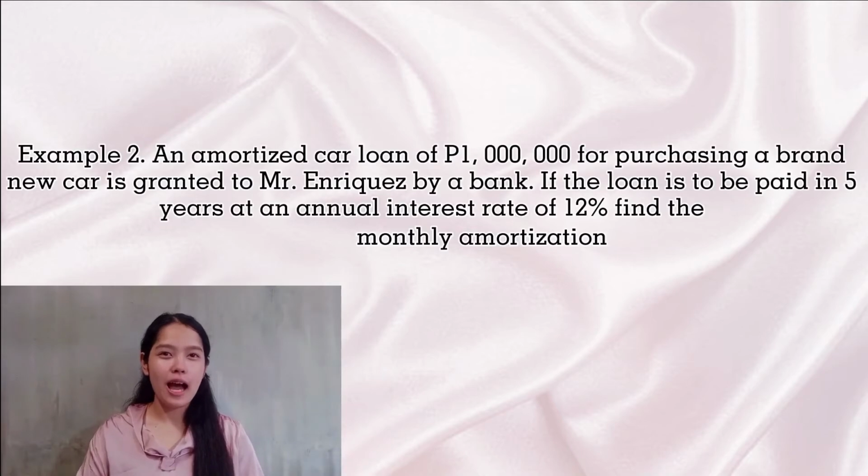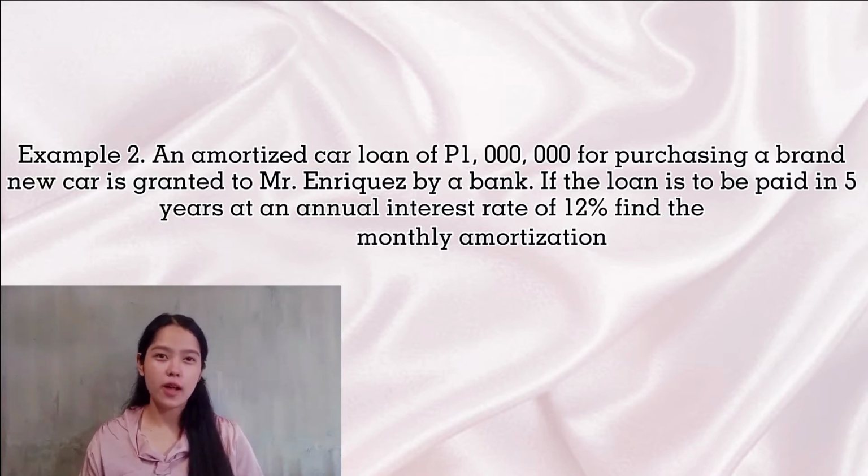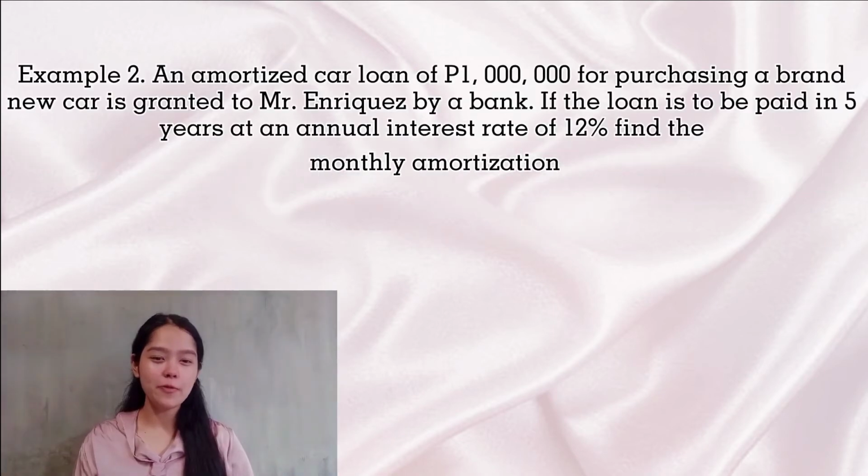For example, an amortized car loan of 1 million for purchasing a brand new car is guaranteed to Mr. Enriquez by a bank. If the loan is to be paid in 5 years at an annual interest of 12%, find the monthly amortization. But before we proceed, let us first find the values of N, I, and P.